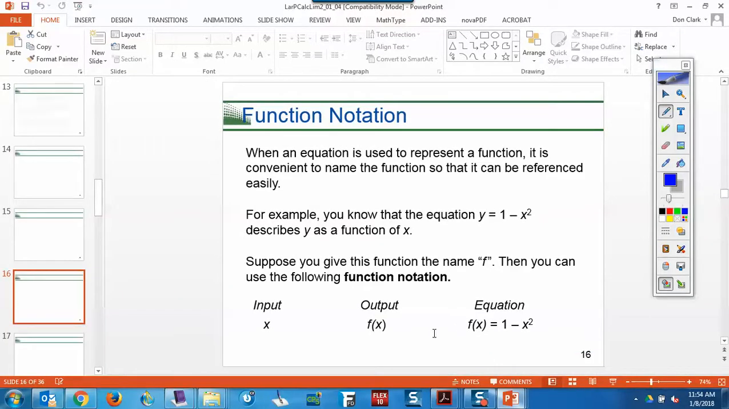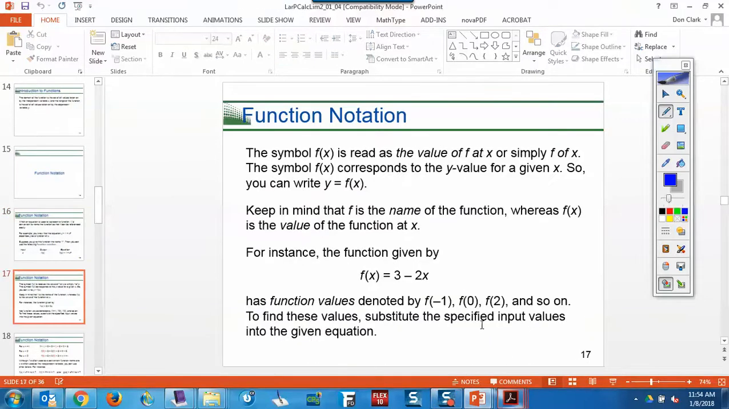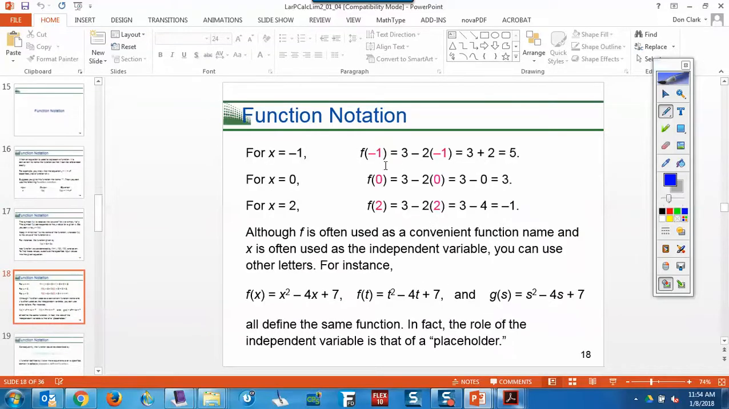When we talk about function notation, we should all be familiar with it. f of x equals 3 minus 2x. This does not mean f times x. We read it f of x. That's different. f of -1, f of 0, f of 2. How do we find f of 2? Plug in a 2 for x. So they did it here: f of -1, f of 0, f of 2.